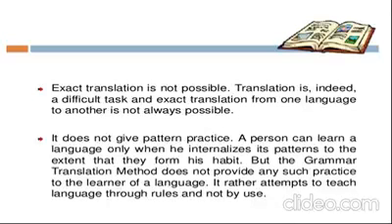A person can learn a language only when he internalizes its patterns to the extent that they form his habit. But the grammar translation method does not provide any such practice to the learner of a language. It rather attempts to teach language through rules and not by use.